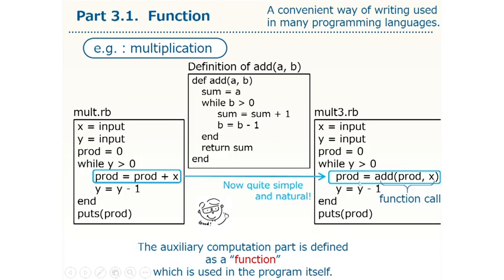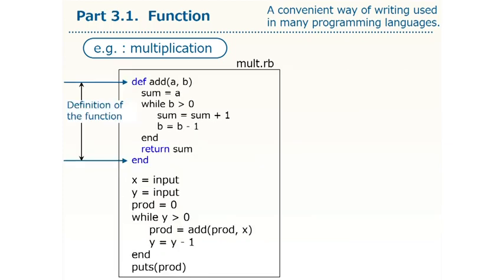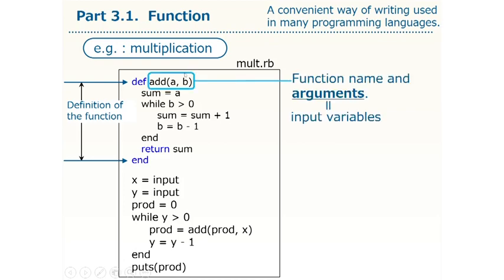By the way, for the computer, this is a command to execute the computation given in the function definition. This execution is referred to as a function call in programming. Let's look more closely at how to define the function. We write the definition of the function starting with def, and so on here. Next to the def, this add is the name of the function. We wanted to call this function add, so let's go with add.